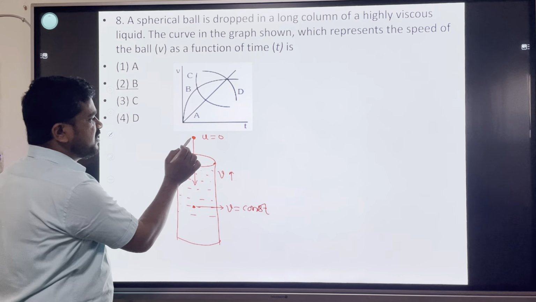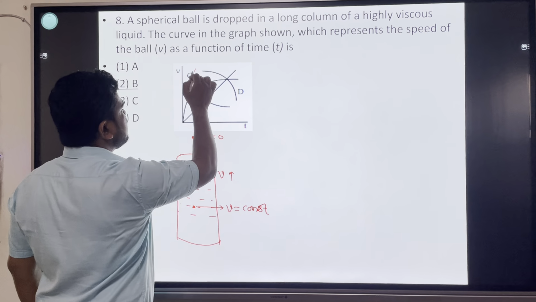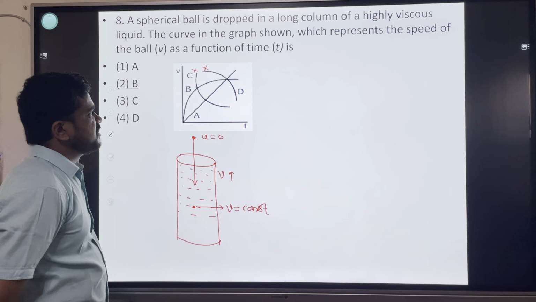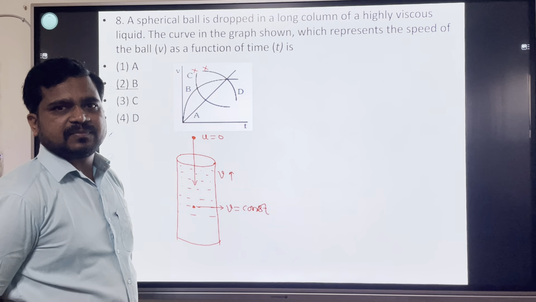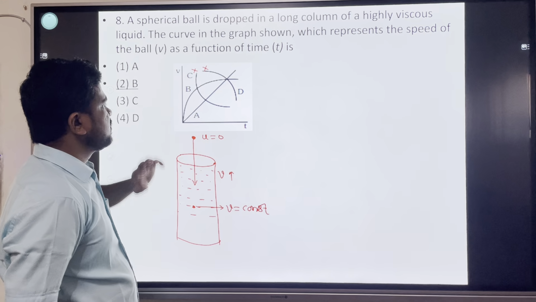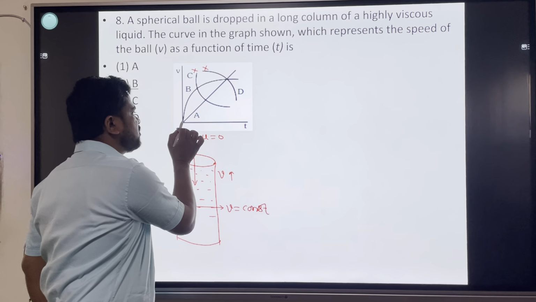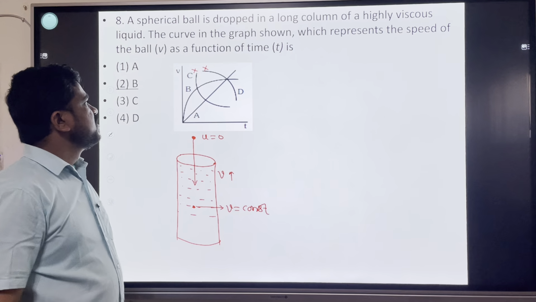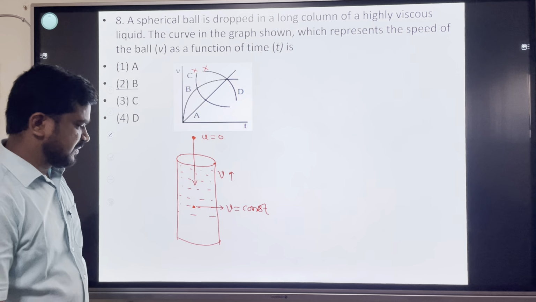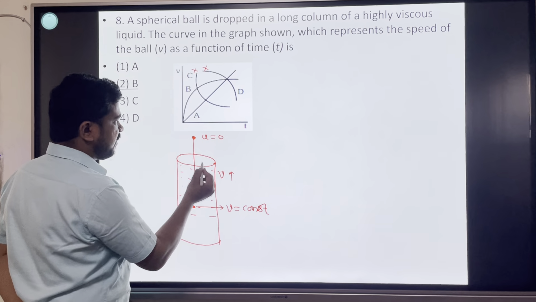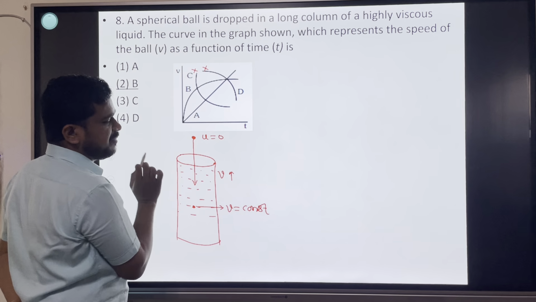First of all, initial velocity is 0. In C and D, velocity is not 0. Velocity 0 means it should start at the origin. So C and D are not our graphs. Now, initially velocity is 0 in A and B.